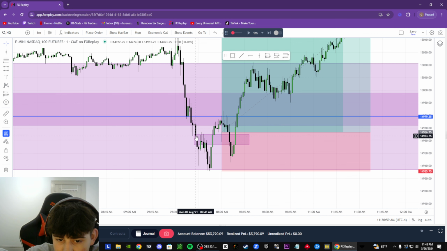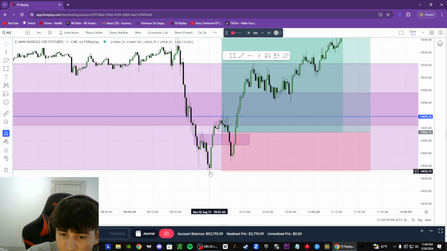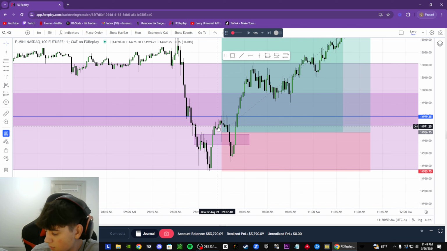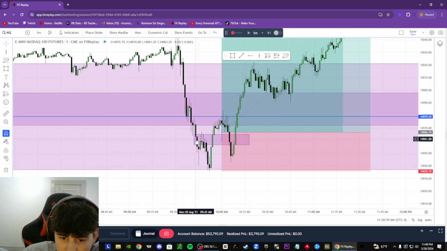normally rejects off of a fair value gap or some sort of imbalance within price structure, and then goes down even further just to be inverted, right? That move is inverted. This inverse fair value gap paired with the breaker is what you're going to want to see for your entry, right?